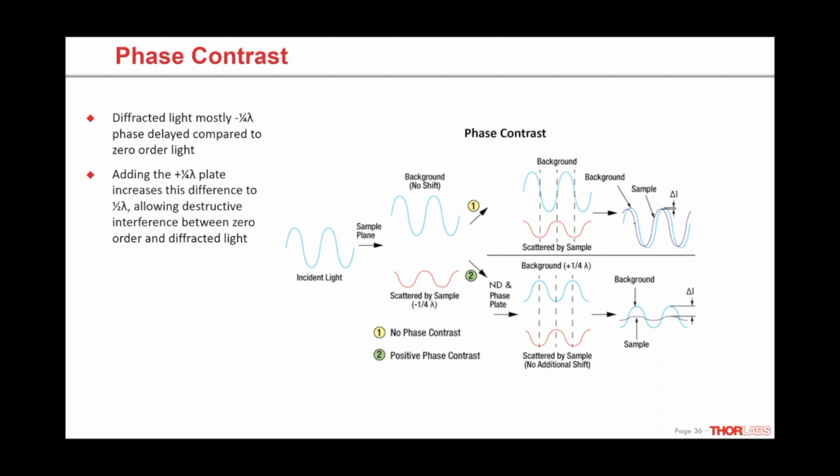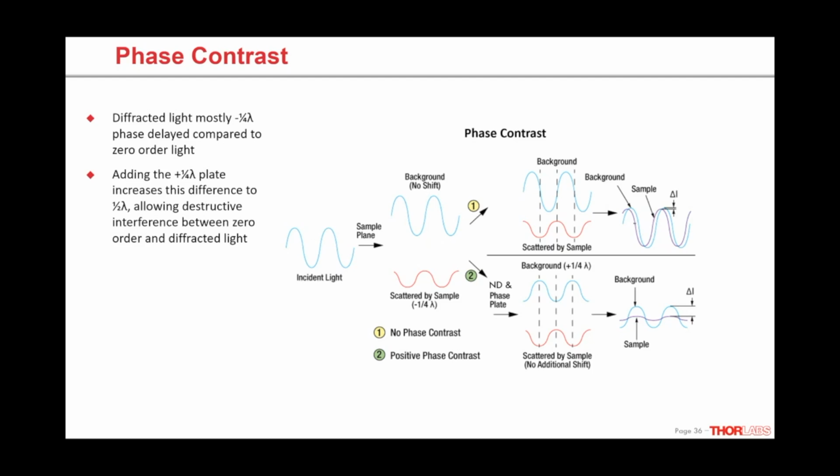And a quarter wavelength shift does not lead to large amplitude changes in the image of the sample, and therefore the sample remains transparent. This is opposed to phase contrast objectives, which then delay that scattered light by an additional quarter wavelength, or I'm sorry, delay the background light by a quarter wavelength or advance that background light by a quarter wavelength.